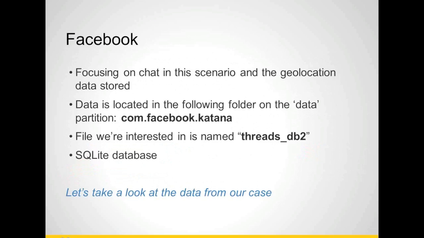The file we're interested in is called threads_db2, but as you'll see in the next few screens, there are quite a few different files with a lot of great information in them. This file is a SQLite database, and as you'll start to see as we go through some of this Android data, there's a lot of SQLite going on here. So let's take a look at the data from the case.